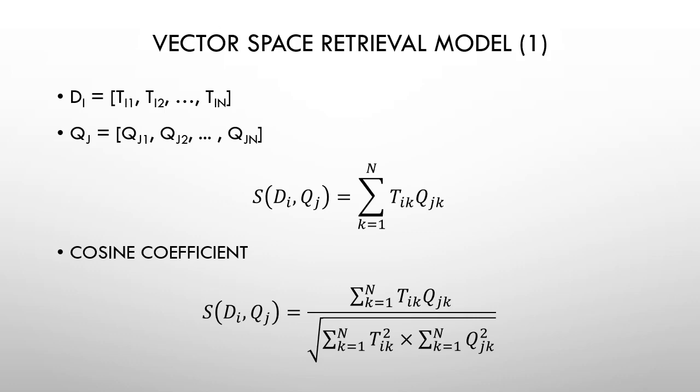Now we move on to the vector space retrieval model. This is the second model that we are discussing today. In a vector space model, we represent the document as a point. So each document will be represented as a point in a vector space. Now you are actually very familiar with the vector space model.